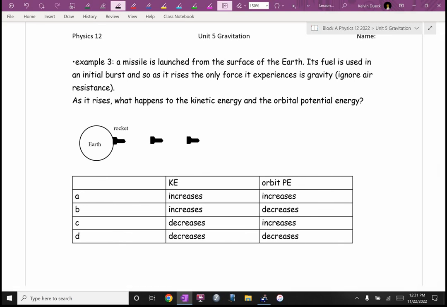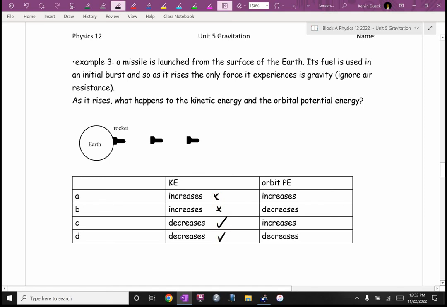I heard the word decrease. I don't know if it's a D or an in. Yeah, because gravity is slowing it down. In that case, what's going to happen to our kinetic energy if our speed is decreasing? So, no, no, yes, yes.